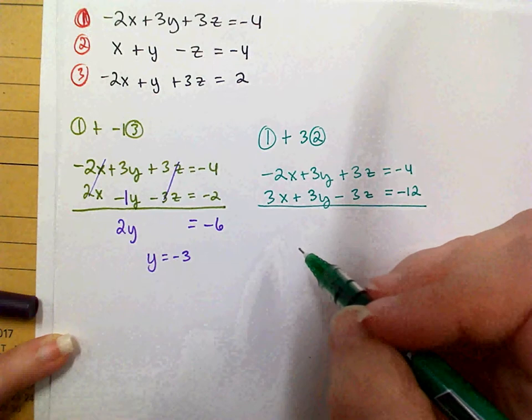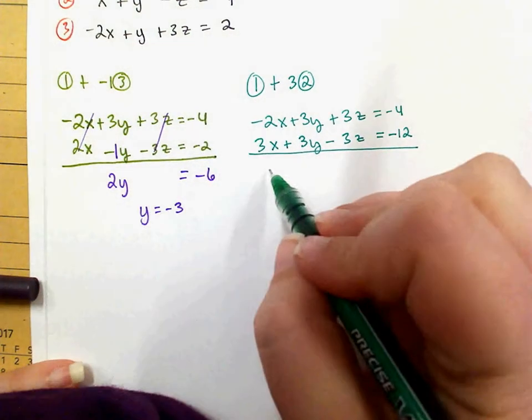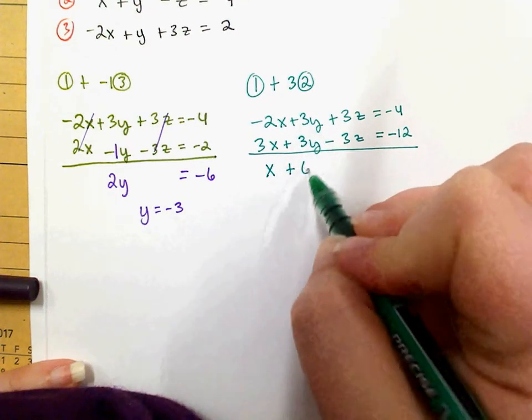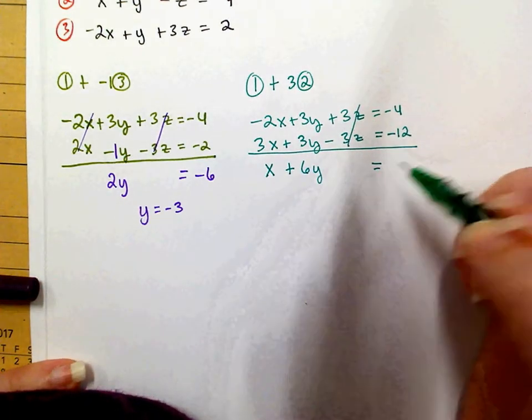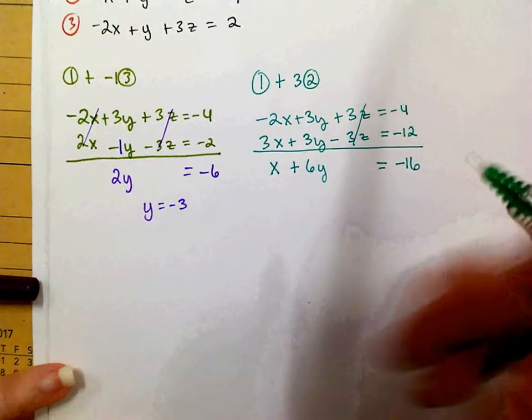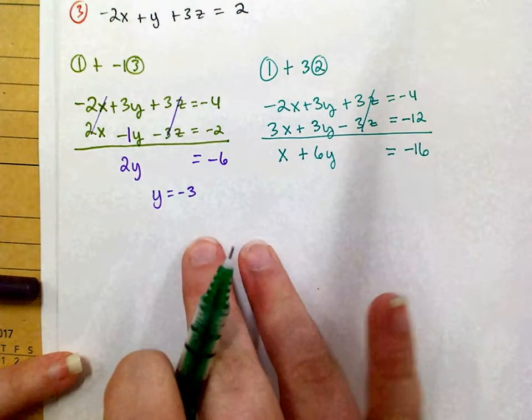What is 3x and negative 2x? x. What's 3y plus 3y? 6y. The z's cancel out as they should. What's negative 4 and negative 12? Negative 16. Now, if I had had an equation over here, then I would have stacked the two equations and done elimination on a smaller scale.